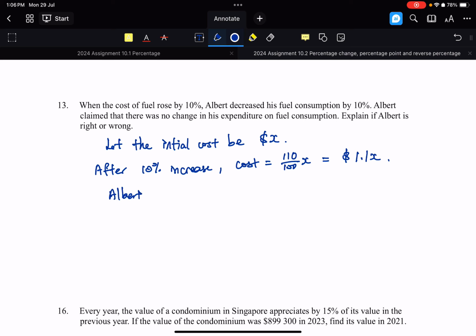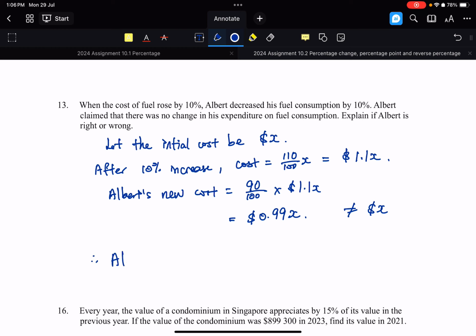So Albert's new cost will be 90% of 1.1x. When we do that, we actually get 0.99x, and this is not the same as x dollars. It's a bit off by 0.01. Therefore, Albert is wrong. So the cost is not the same.